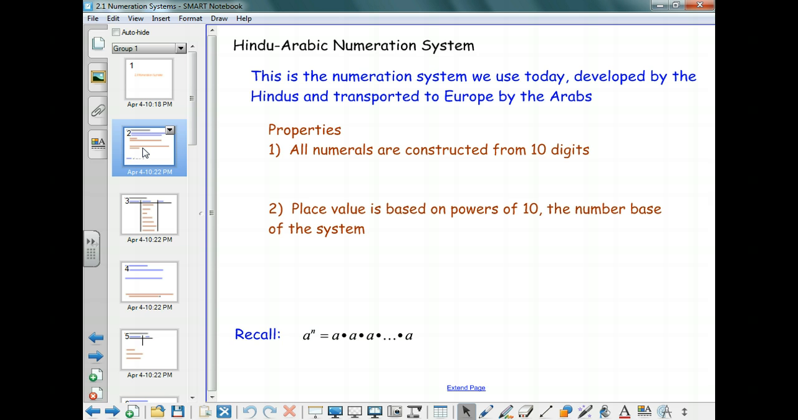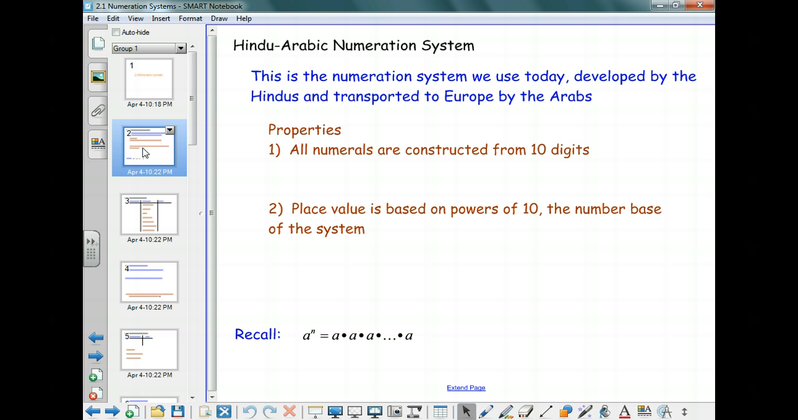Properties. There's two properties that you have to have for any numeration system. You have to have numerals, something, or your symbols, whatever you're using to represent things. And you have to have operations. And you actually have to have a third one, I lied. The third thing you have to have is a way of comparing them, so a way of comparing size. So we're going to talk first about the Hindu-Arabic numeration system.